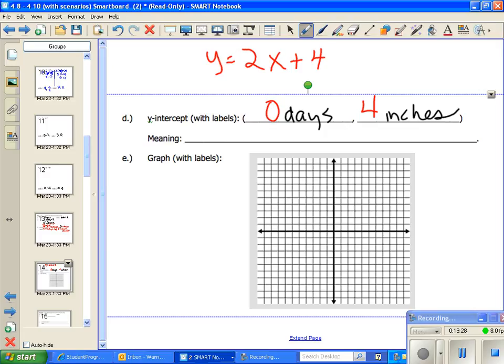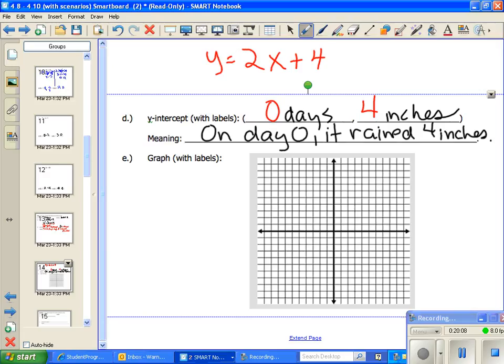This is very similar to when we did the 2 lines crossing, what that point means. Okay, so Bridget, how would you say the meaning of that? Good. On day 0, it rained 4 inches. What day is day 0? Not the first day it rained. Good, okay, it's today. Day 0 is today. Okay, last part is just to graph.